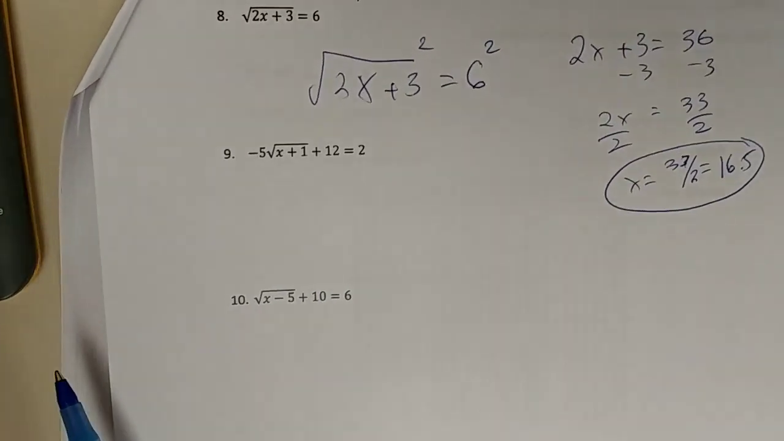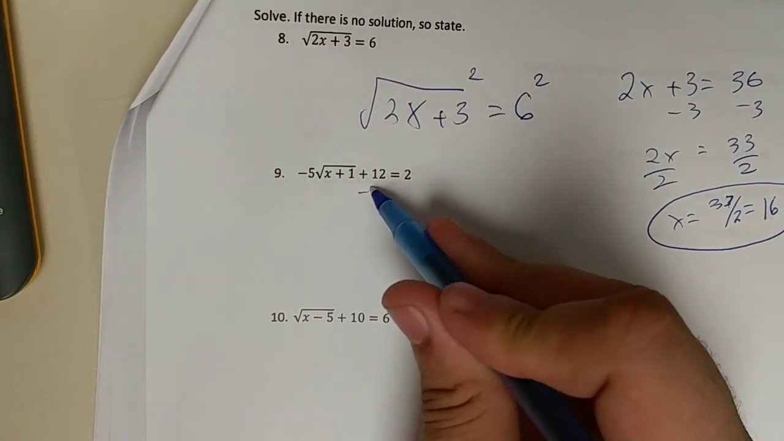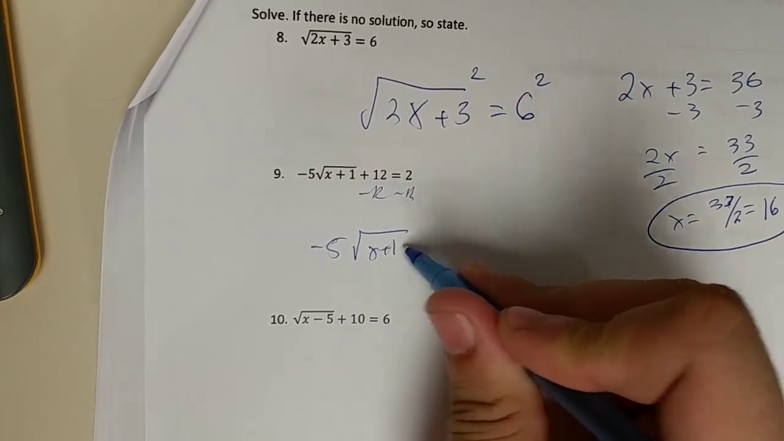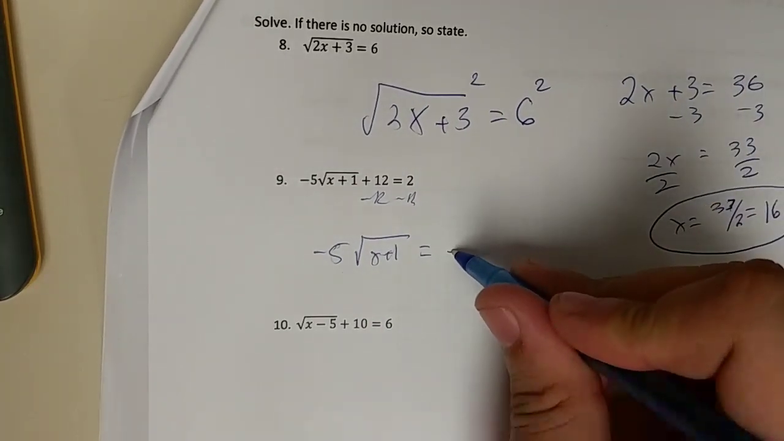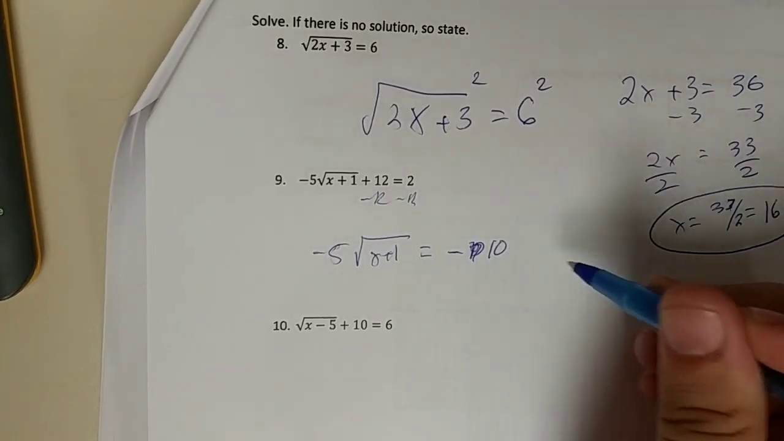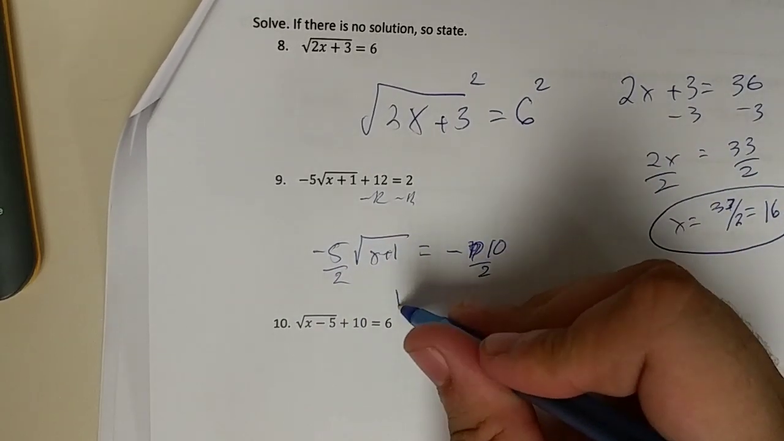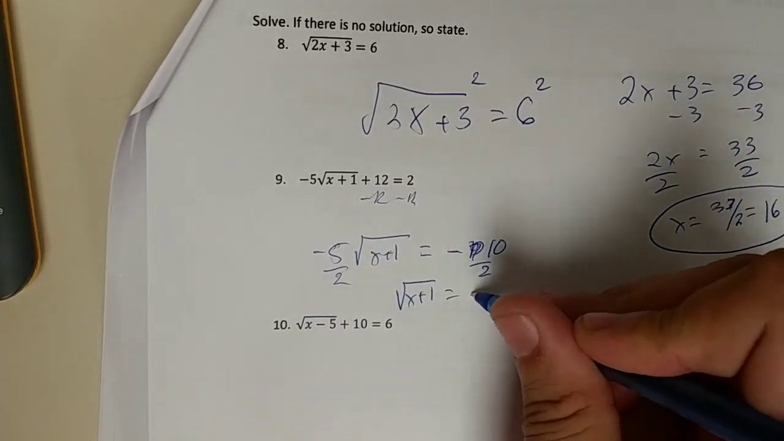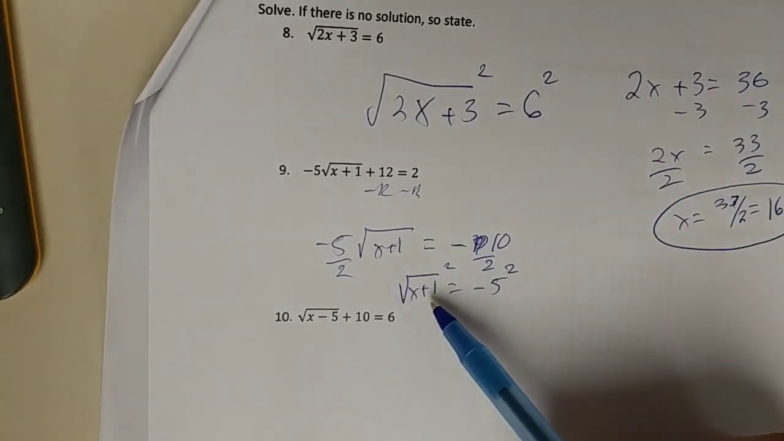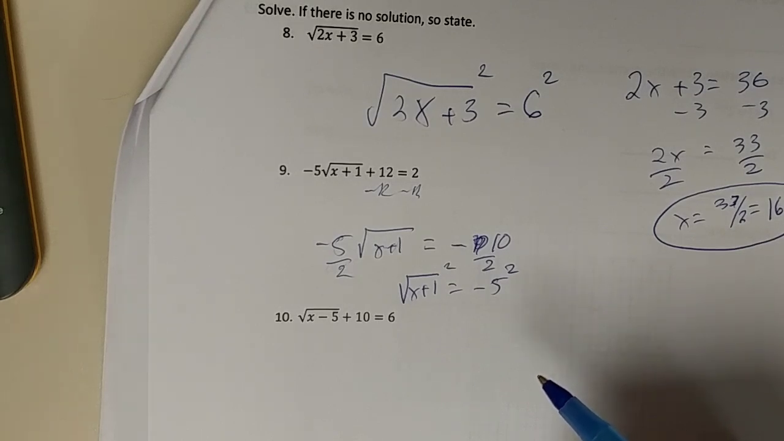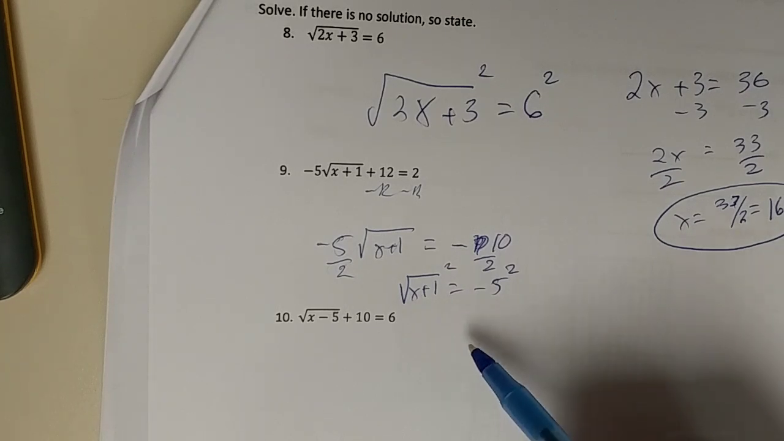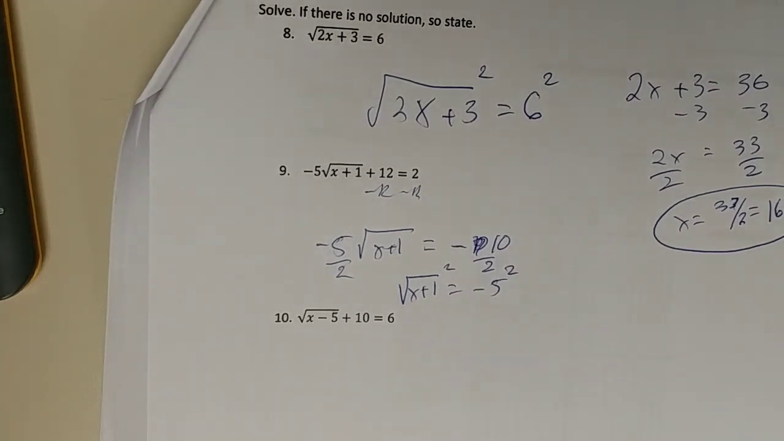Alright, over here, we have to get the square root by itself first. So I'm going to subtract 12, subtract 12. So I have -5 square root of x plus 1 equals -10. Oops. Divided by -5, divided by -5. Square root of x plus 1 equals 2. Square both sides. Just to point out, before we did, I think it may have been on the midterm, if you had a square root here and it equaled a negative, it will be a no solution. With square roots, you don't have to ever worry, it will always be a solution.